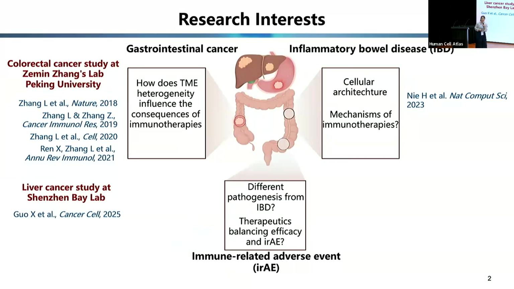My lab mainly focuses on understanding how immune cell heterogeneity influences the consequences of immunotherapies in gastrointestinal diseases, including colorectal cancer, which I have done during my postdoc work at Professor Zhang's lab at Peking University, and liver cancer, which is conducted in my own lab. So today I'm going to mainly talk about the T-cell dynamics in the liver cancer study.